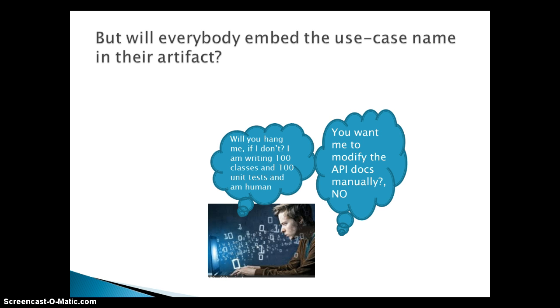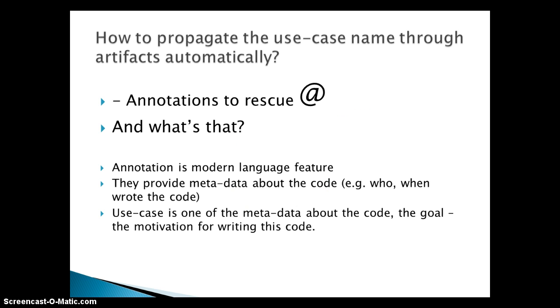There would be a thousand logs, a number of unit tests, millions of lines of code, and it won't be easy to make it mandatory for people. There would be a lot of people maintaining, writing, and designing that code, and it would be a very cumbersome job to mandate embedding the name of the use case in each and every artifact. So there should be some automation so that every artifact will contain the name of the use case.